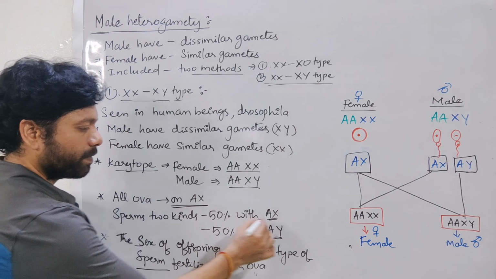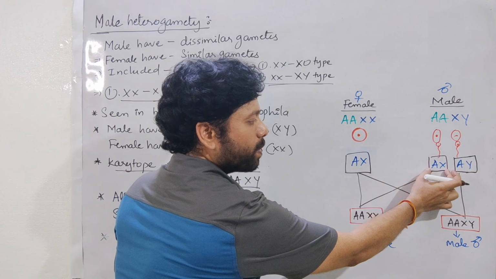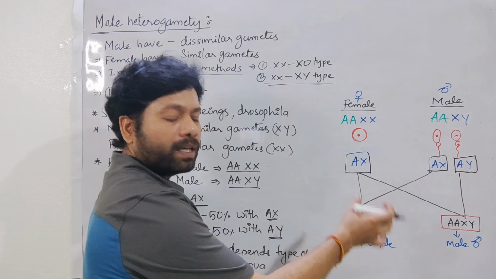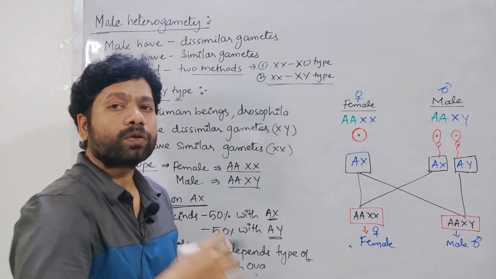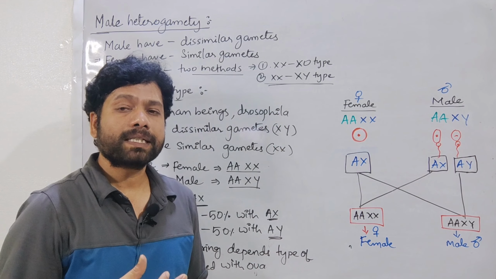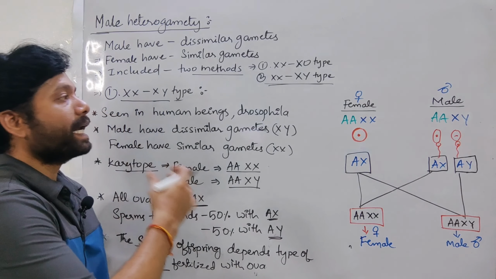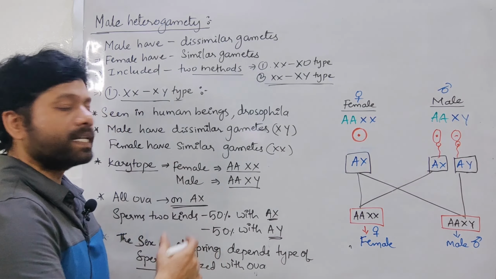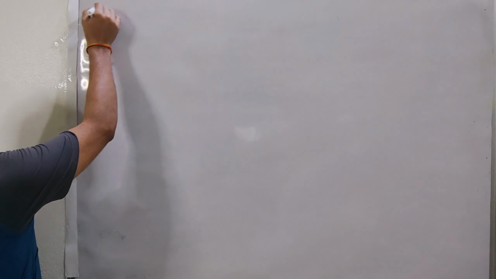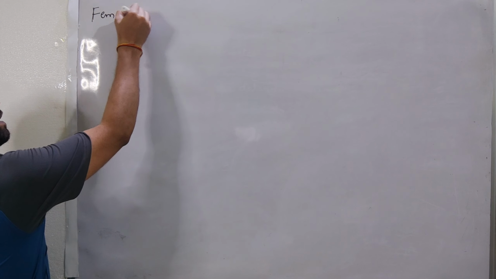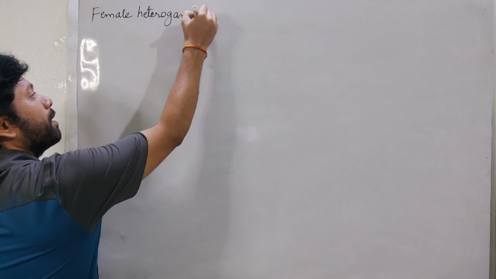So here, 50% AX and 50% AY. Two types of sperms, two kinds. This type of sperm can fertilize the AX ova and form the female. This type of sperm can fertilize the ova and form the male. So the sex of offspring depends on the type of sperm. Okay, so it is male heterogamety. Understood? So now let's discuss female heterogamety.